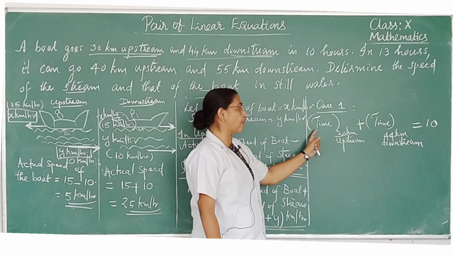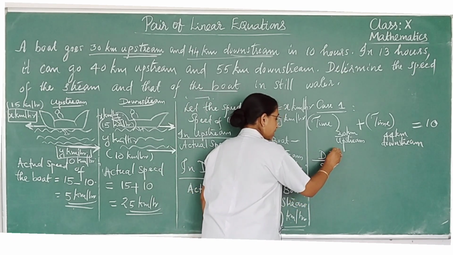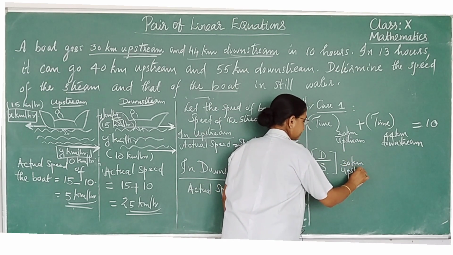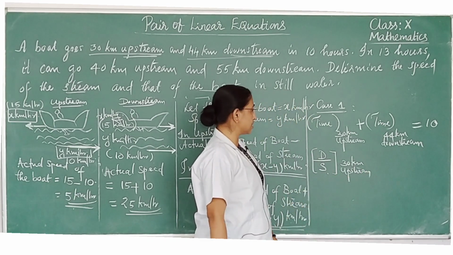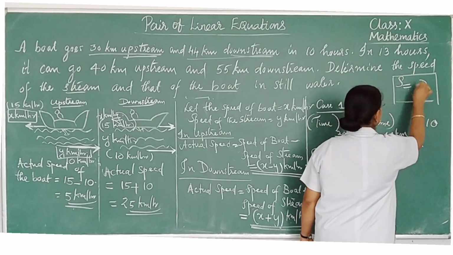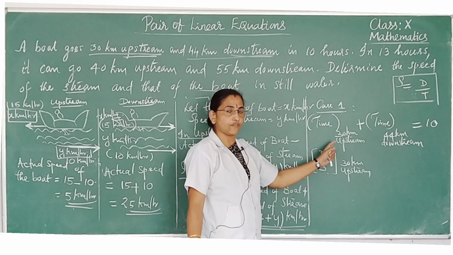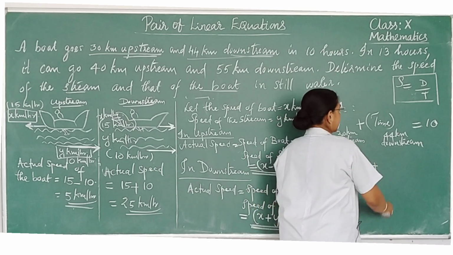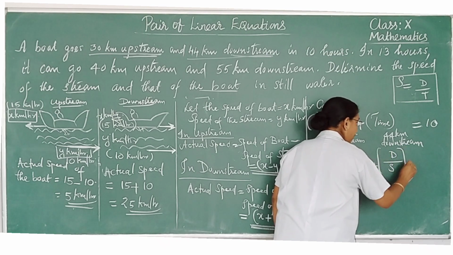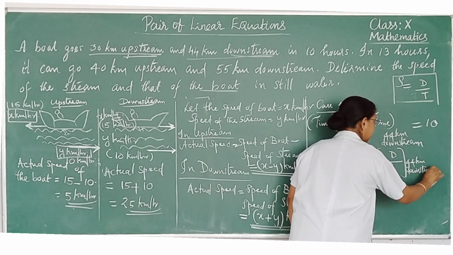Now you know the formula to find time: time equals distance by speed. So, distance by speed for 30 km upstream, because you know that speed equals distance by time, so time equals distance by speed. So I am going to substitute the formula for time as distance by speed for 30 km upstream, plus the time for 44 km downstream, which means distance by speed for the 44 km downstream. This is given to us as 10 hours.